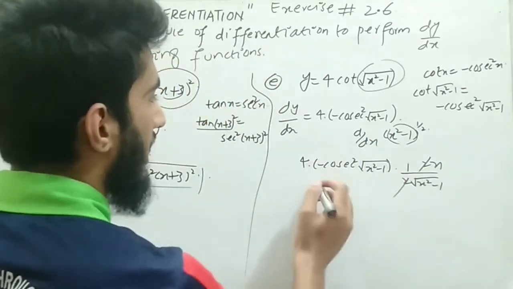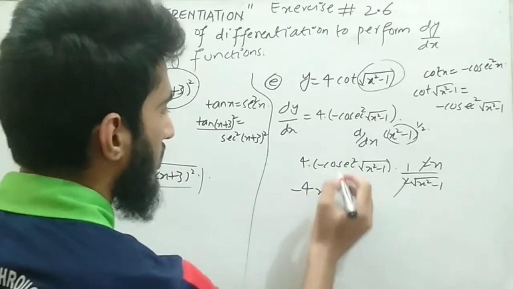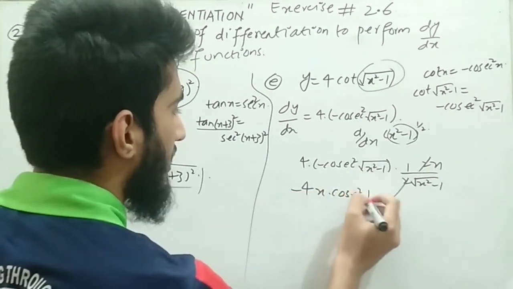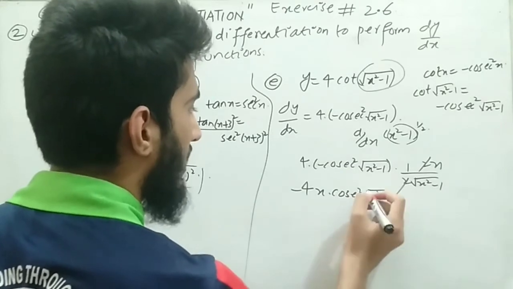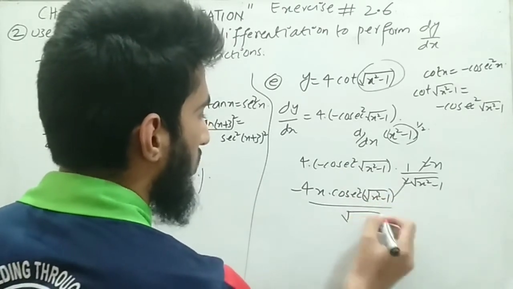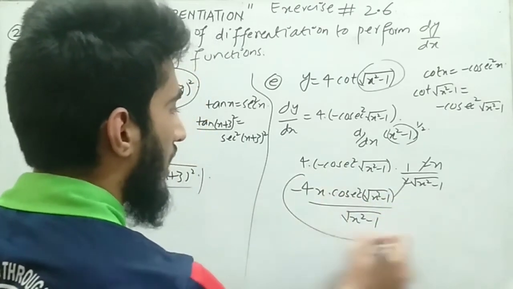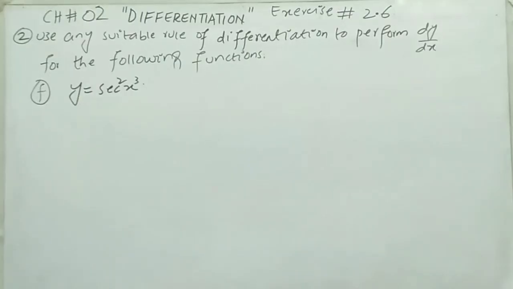We are left with 4x. So it becomes minus 4x dot cosecant square, divided by the square root of x square minus 1. This is the required derivative. Now move toward the next part.